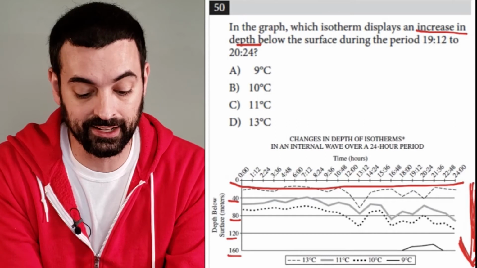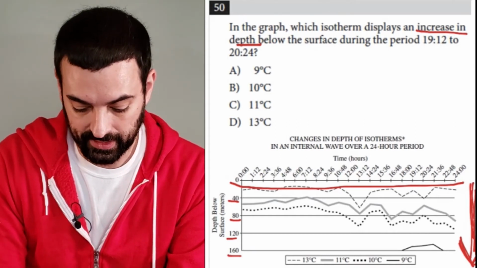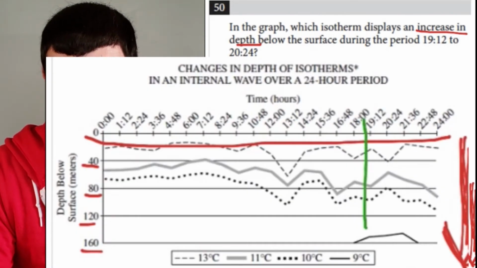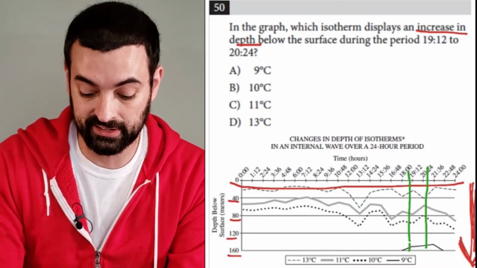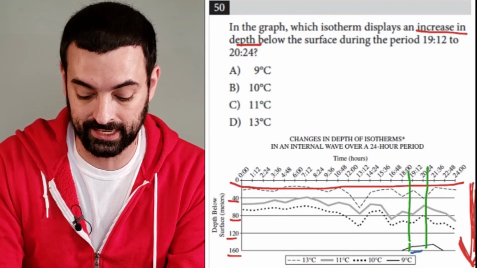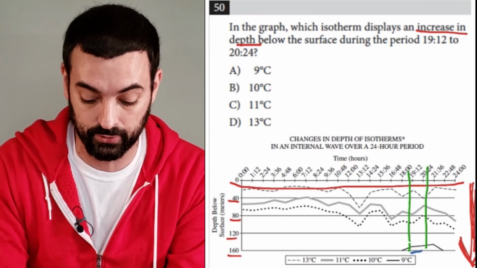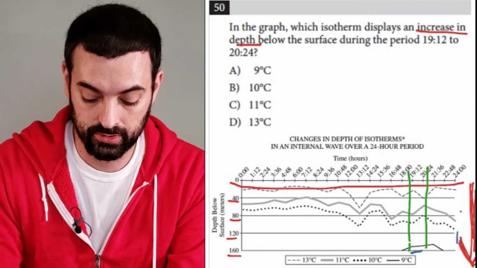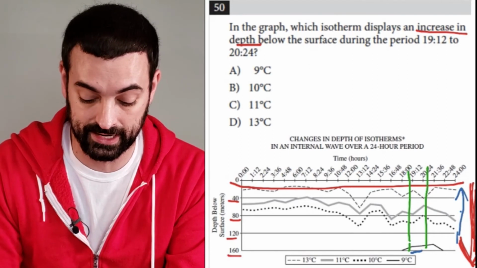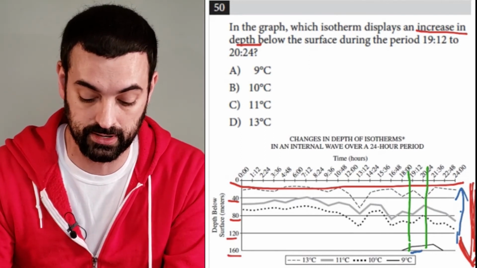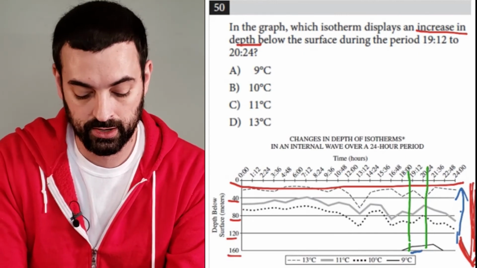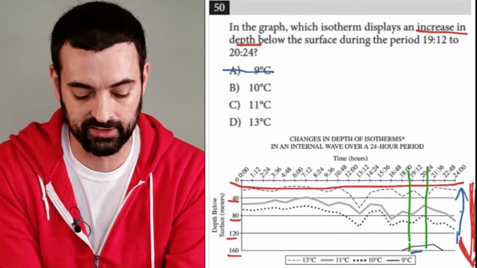Answer choice A is 9 degrees, and our solid black line is actually, oh, here's our time, by the way, from 1912 to 2024. Our solid black line is increasing slightly, but that's increasing towards the surface of the water. Remember, that's going up. We want our graph to travel down. Down demonstrates increased depth. So I don't like answer choice A. I'm going to cross it off.